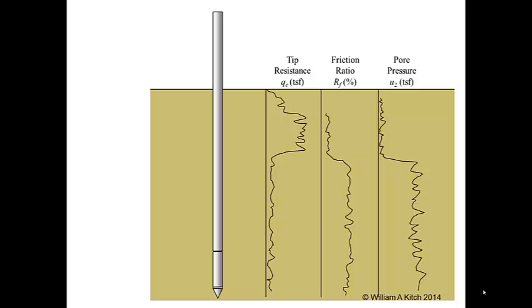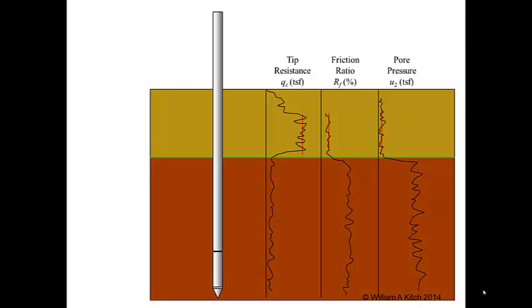Note that the CPT readings above the green line are notably different from those below the line. The soil above the green line produces a relatively high tip resistance, a low friction ratio, and a very low pore pressure. In contrast, the soil below the green line produces a relatively low tip resistance, a high friction ratio, and a high pore pressure.